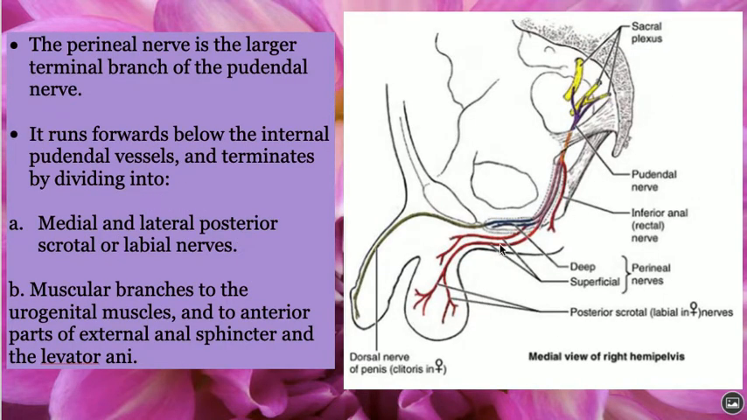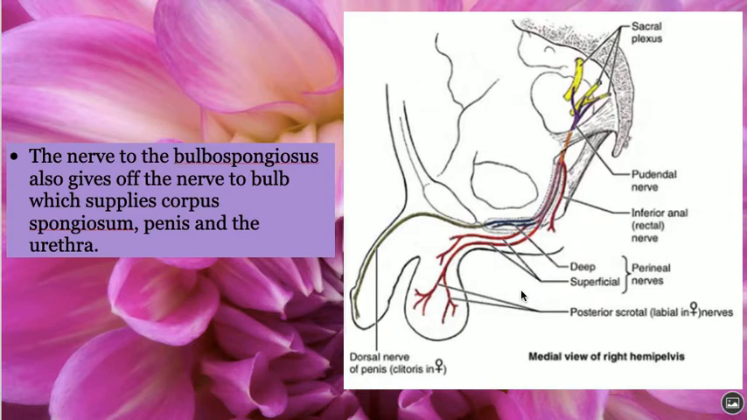So the perineal nerve is the larger terminal branch of the pudendal nerve, running forward below the internal pudendal vessels, terminating into the medial and lateral posterior scrotal or labial nerves. These are the posterior scrotal or the labial nerves in females, also giving muscular branches to the urogenital muscles and to the anterior part of the external anal sphincter and the levator ani. The nerve to bulbospongiosus also gives off the nerve to the bulb, which supplies the corpus spongiosum, penis, and the urethra.